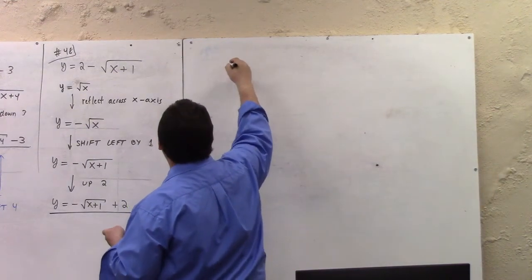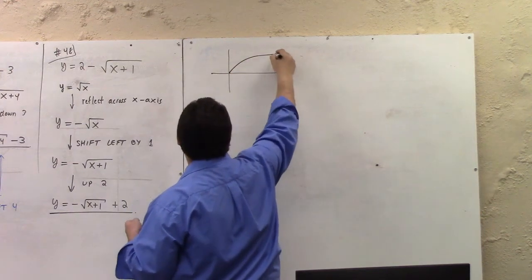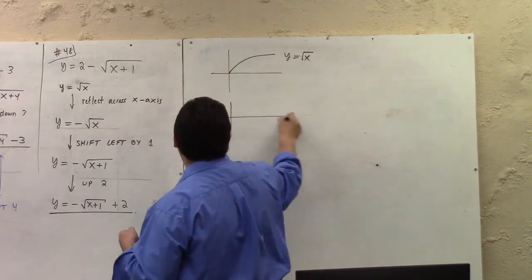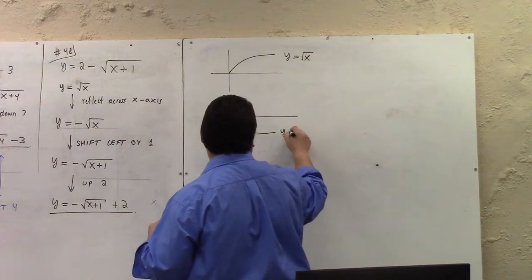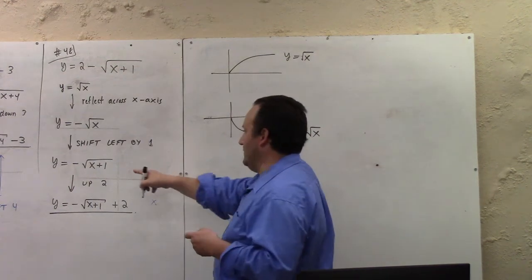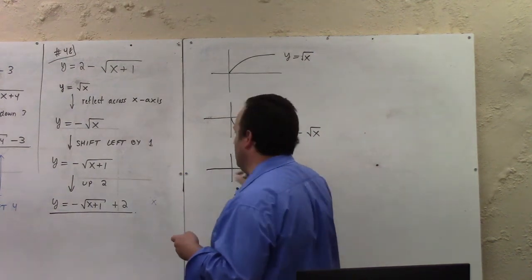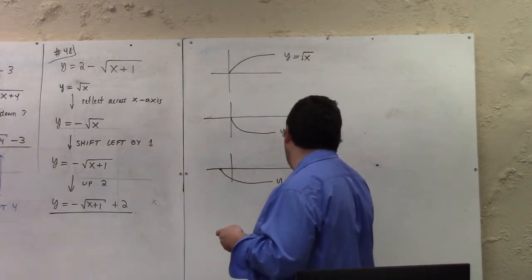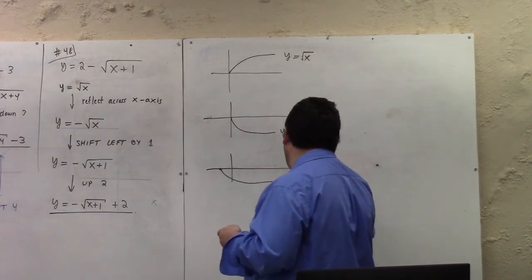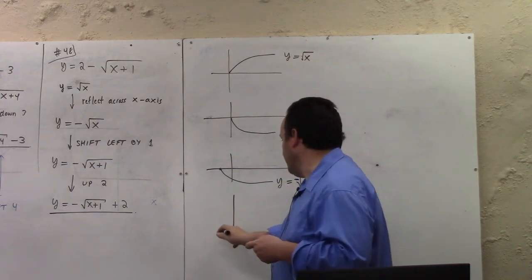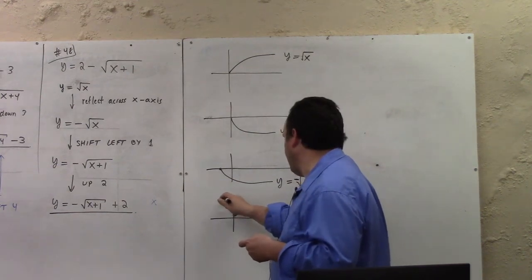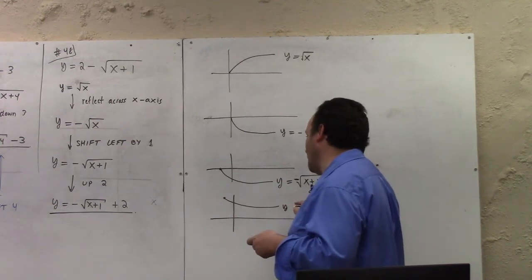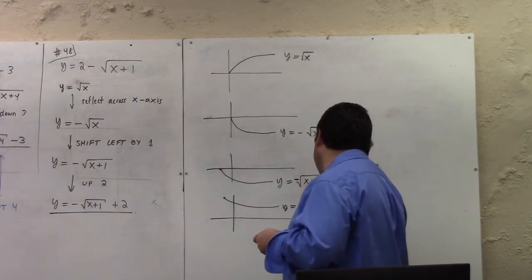So, start with the square root of x. Then what happens? We go to minus the square root of x, which is down here, right? Then we shift left by 1. And then finally we do what? We go up by 2. So my square root shape is degrading as I go down the board, but I hope you get the idea.